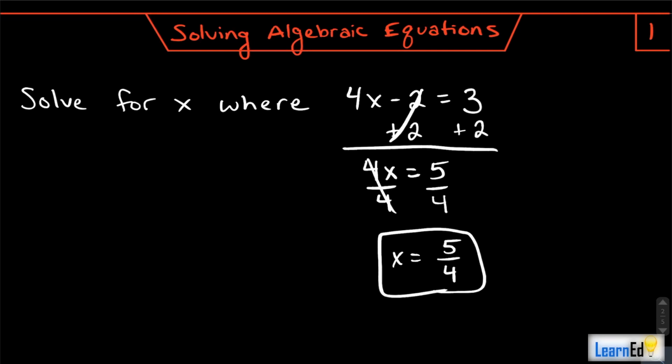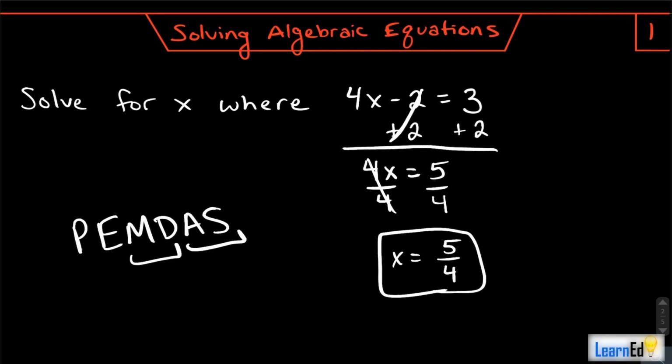So we start off by doing reverse PEMDAS, right? PEMDAS being parentheses, exponents, multiplication, division, addition, and subtraction. We do it in reverse. We do the addition and subtraction first. We did that with the plus 2. We do multiplication and division next, so we divide on both sides. That's how you should think about problems like this.